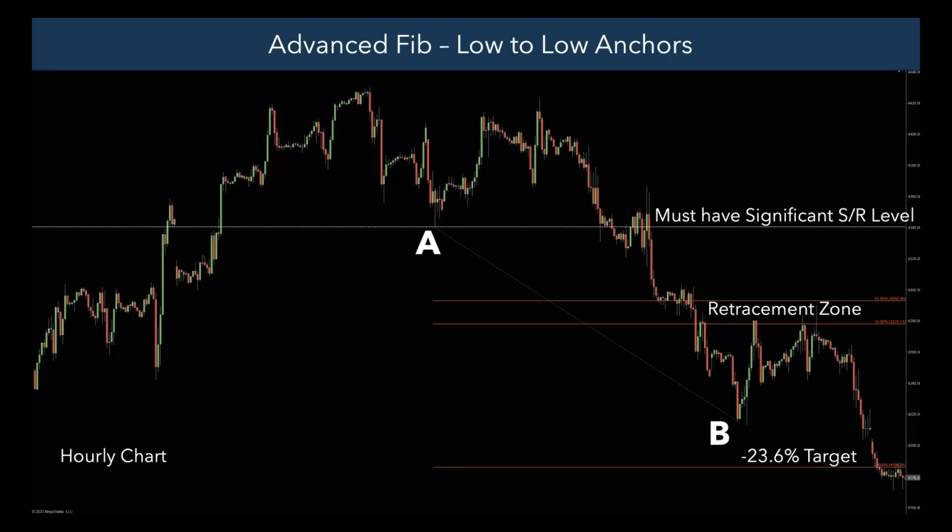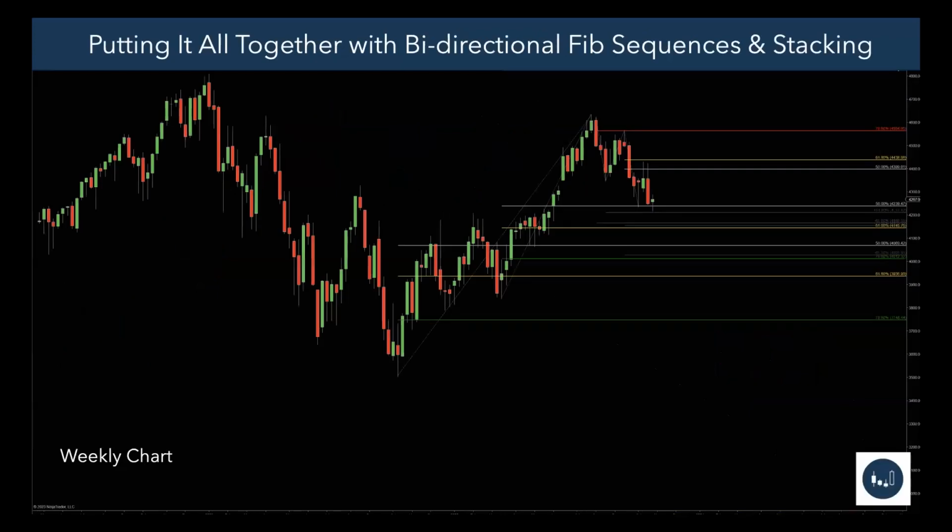So I want to start with the last couple of slides, putting it all together with bi-directional fib sequences and stacking. This screenshot's a little bit old, but you can see what's happened. The levels of interest that we had in here in the last week. Price drove down to that impulse fib when price went down to in the 41.22s, the little wick that's there, and just absolutely launched out of that area back to the upside.